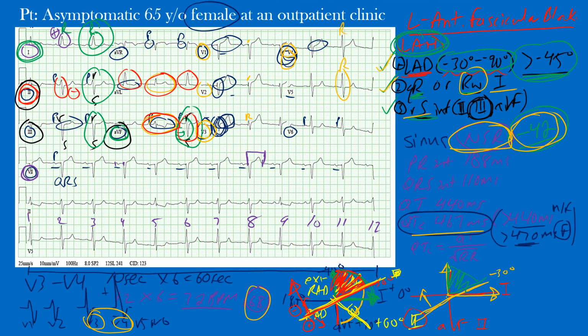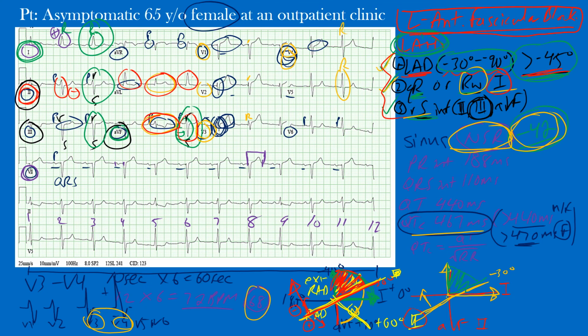The main thing I want you to take away is this left anterior fascicular block, and knowing that criteria. Remember, these are the three main things. Left axis deviation, that's generally greater than negative 45 degrees. A QR complex or R wave in lead 1. And then these RS complexes in those inferior leads. So that's leads 2, 3, and AVF.